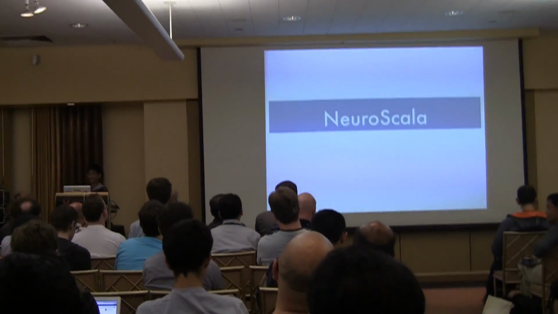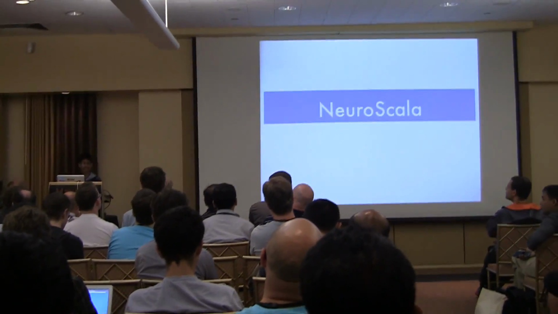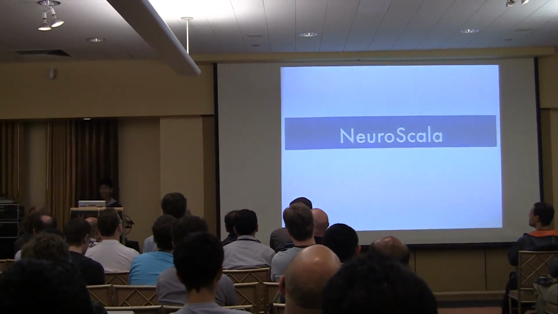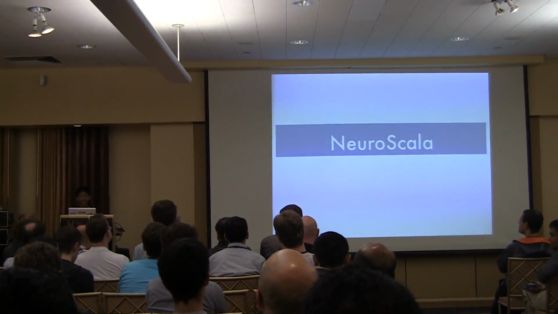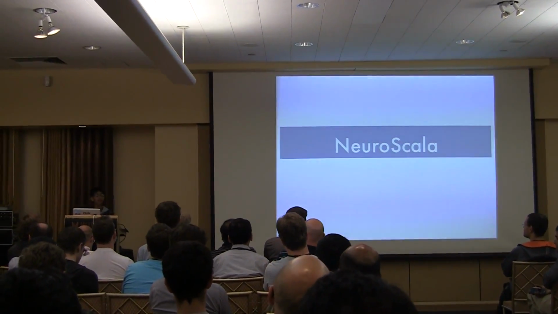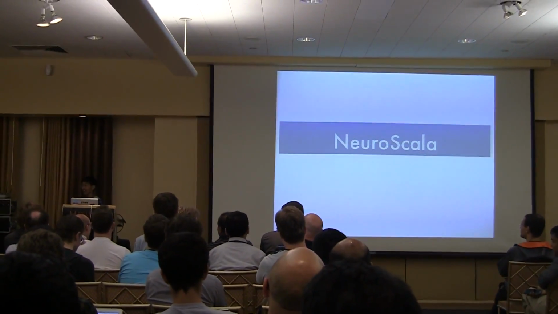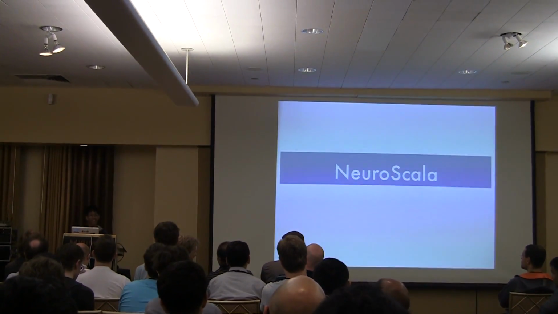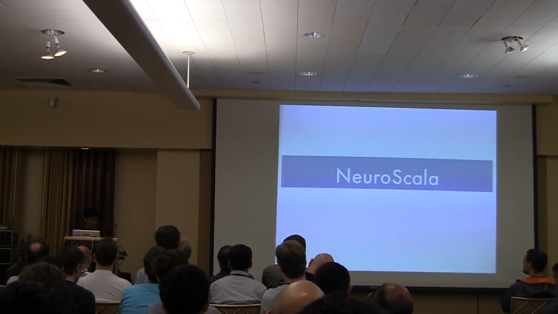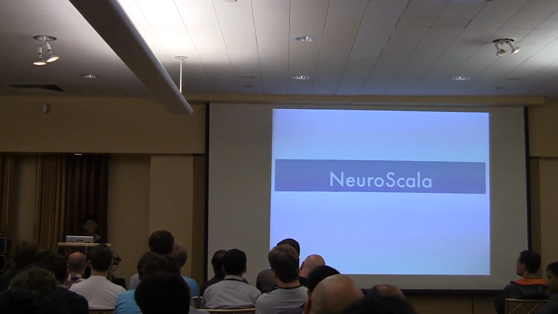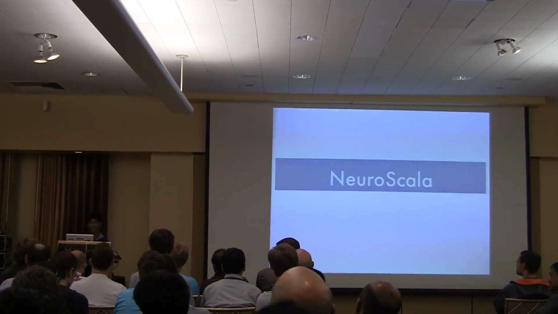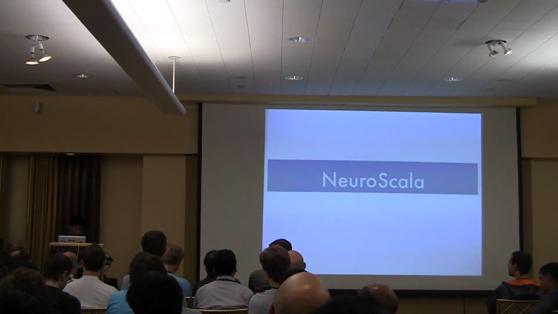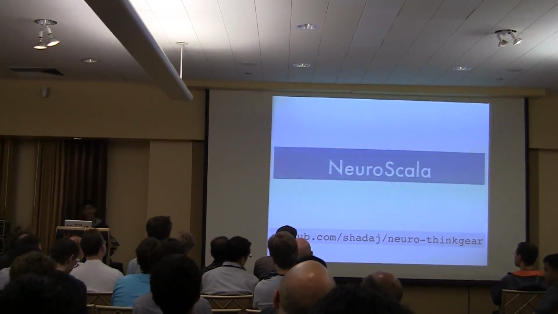So in my abstract, I said that I would be showing a mind-blowing project. And I meant that quite literally. Some time ago, I got interested in working with the mind. I contacted Neuro and they sent me a Neuro headset, which I have right here. So to use the Neuro headset with Scala, I created a collection of libraries, which I call Neuro Scala. And the main library is available at this GitHub repository.